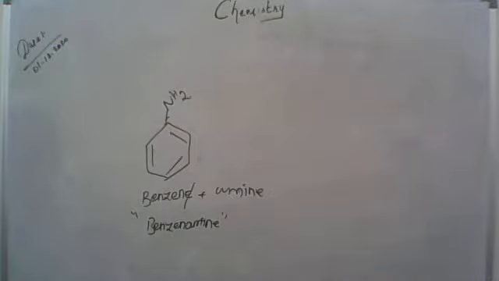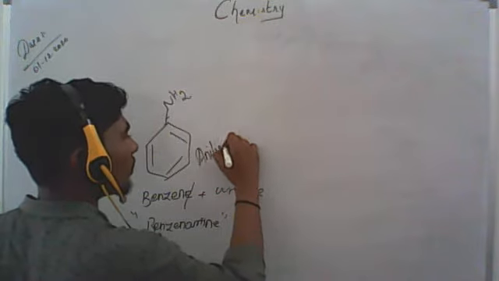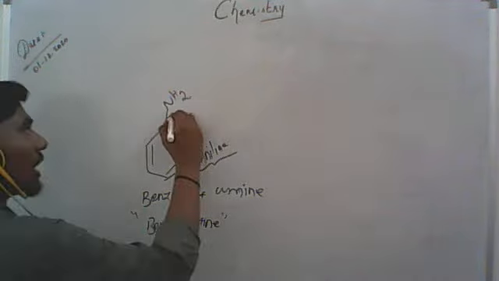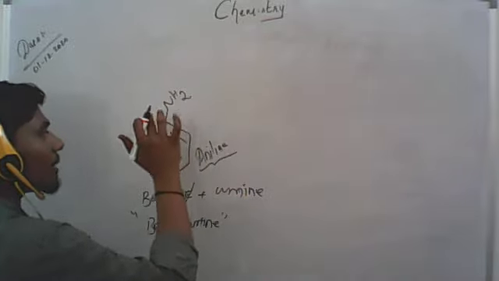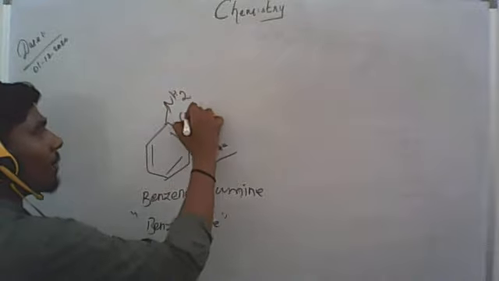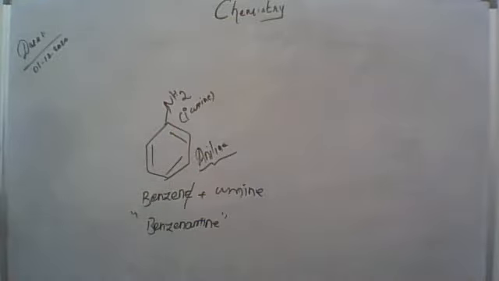What is the common name? Aniline is the common name for this compound. Is it a primary, secondary or tertiary amine? It's a primary amine. Why? Because only one hydrogen is replaced by the phenyl group. So that's why it is a primary amine type.